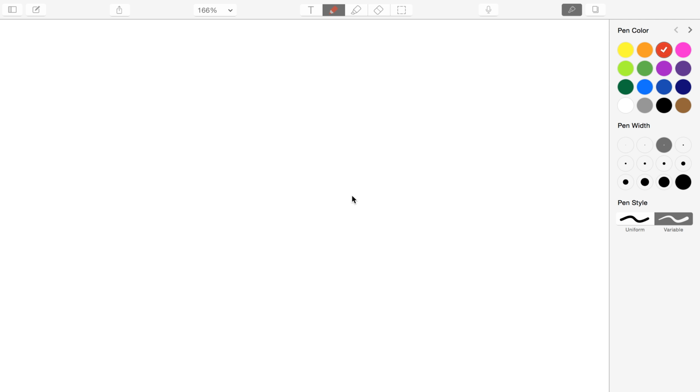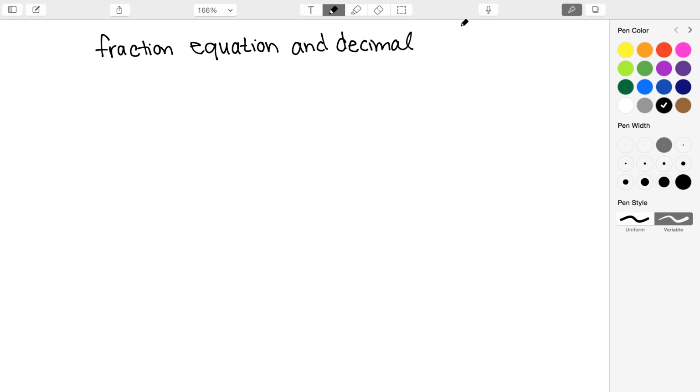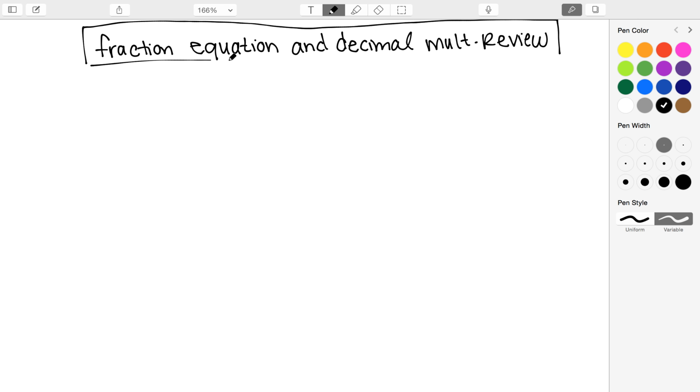So first thing before we get started, I actually want you to take out your notebooks. You can title this, we're going to just put a title on this real fast. We're going to put fraction equation and decimal multiplication review. You can put that in your table of contents if you want to. This is just something I want to touch on and make sure we're okay with before we start into today's lesson, because these are skills that we are going to need to be successful for what we're going to do today.